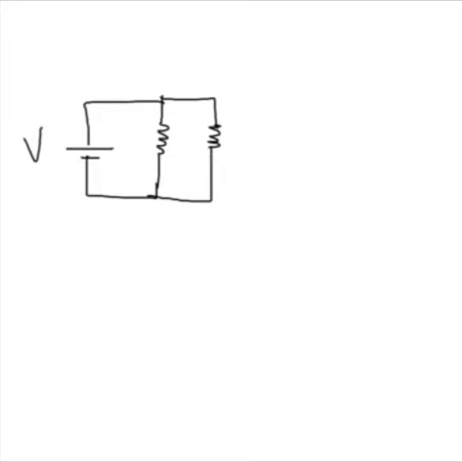Hi, today I'm going to explain the concept of current divider with an applied voltage and two resistors in parallel, and we will simply call them R1 and R2. The circuit has a current, and when the current reaches the node, it divides the current into two, I1 and I2.